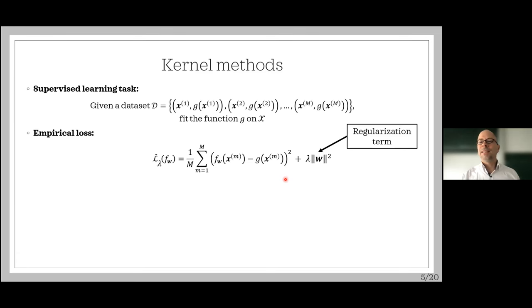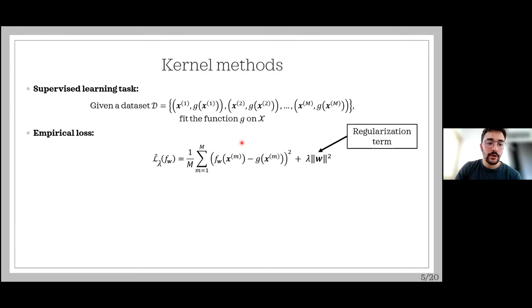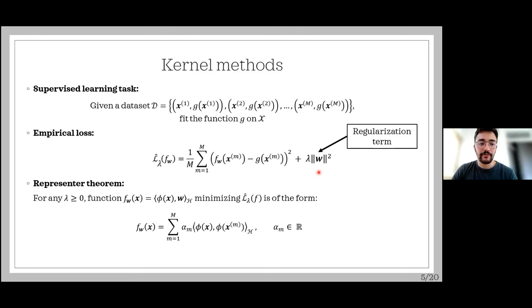So this is the empirical loss. Now if we compare all linear models with respect to the empirical loss, we actually have a very nice result in learning theory, which is called the representer theorem. This theorem tells us that for any choice of lambda in this empirical loss, the linear model in this family of linear models that will minimize the empirical loss is going to be of this form. This form is basically a linear combination of inner products in feature space. These inner products take as input the given point that you want to label and the points in your data set.